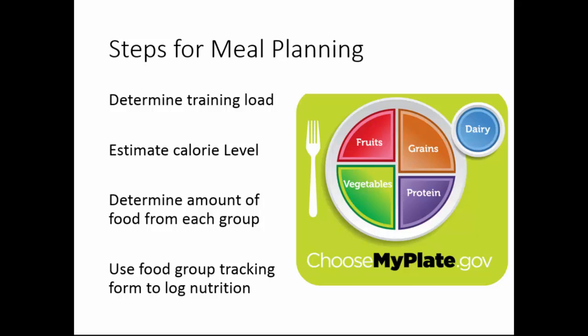So determine the training load, because that's ultimately a big factor in determining the next step, which is the calorie level. You have your metabolic rate, your basal metabolic rate, right? Then you add in the calories from exercise, which essentially is the training load, and then the thermic effect of food. And that's how you get your calorie level. The next step would be to determine the amount of food from each group, and we'll show you how to do that. And then you're going to use some type of tracking form, and I'll give you a couple examples of how to do that coming up.